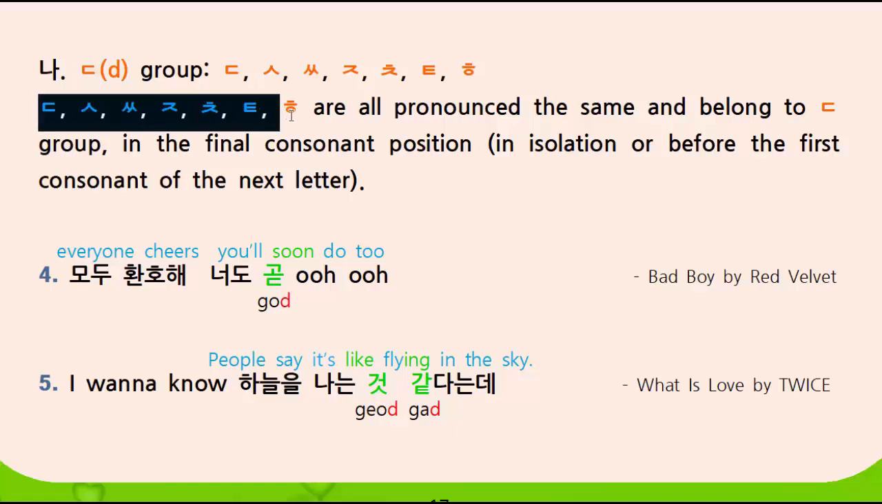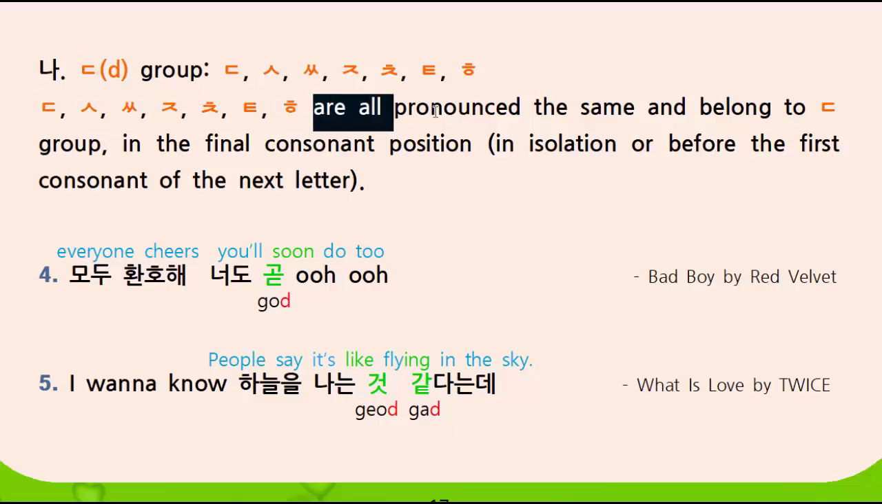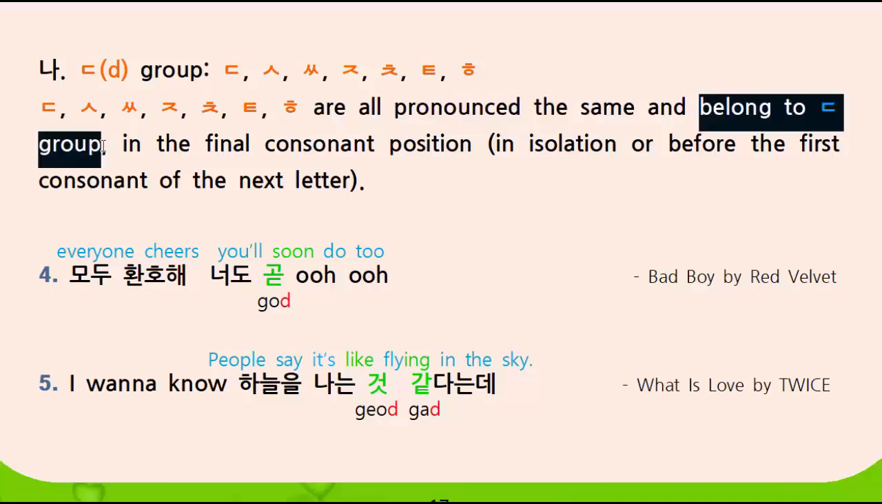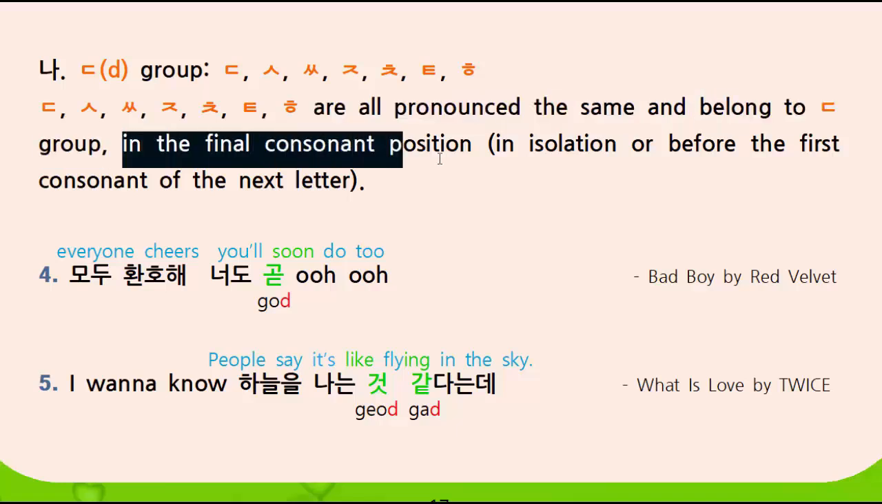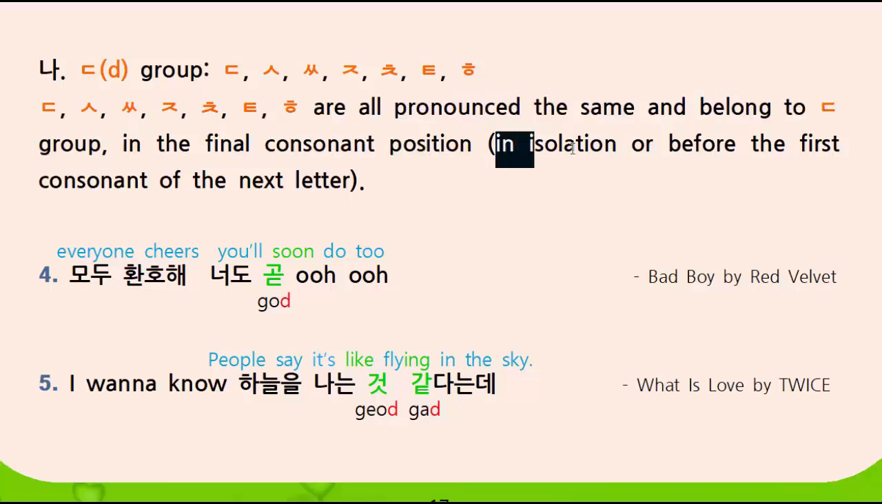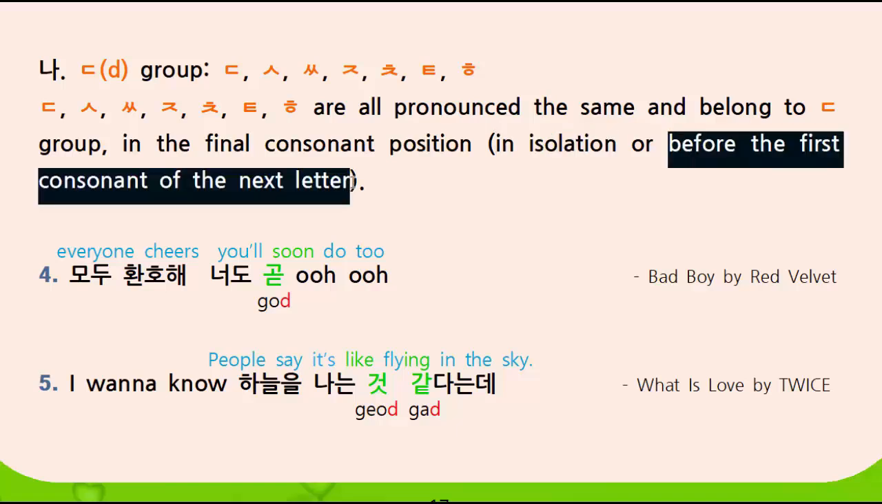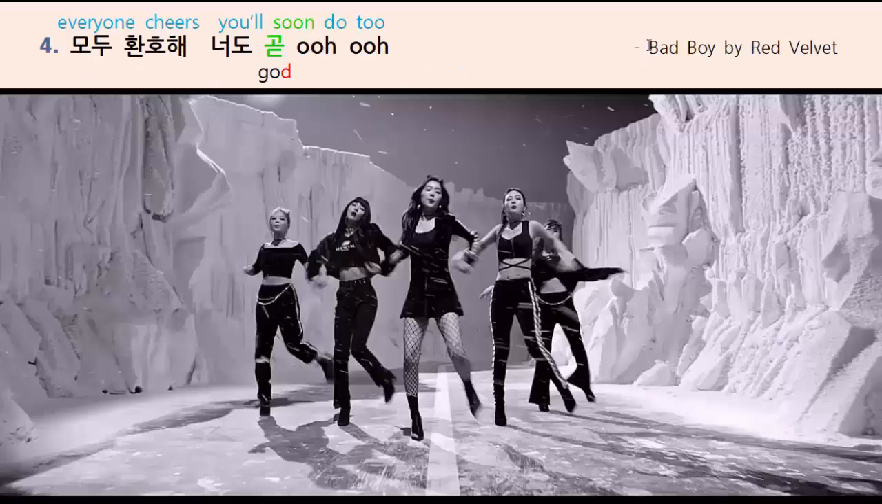These final consonants are all pronounced the same, and belong to digit group in the final consonant position when they are used in isolation or when they are before the first consonant of the next letter. Lyrics number 4 is from the song Bad Boy by Red Velvet.